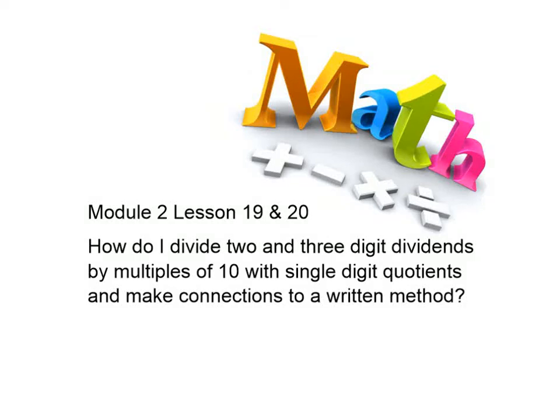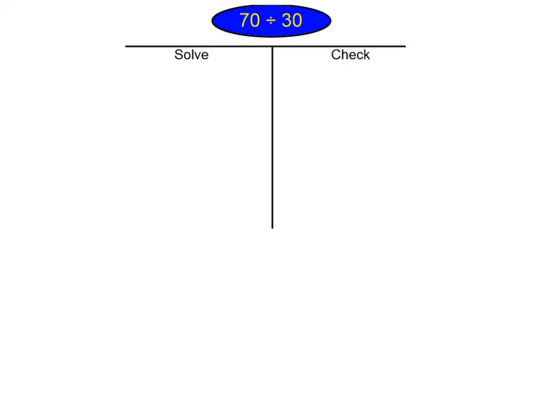I'm going to show you how to divide 2- and 3-digit dividends by multiples of 10 with single-digit quotients and make connections to a written method. Our first problem is 70 divided by 30.